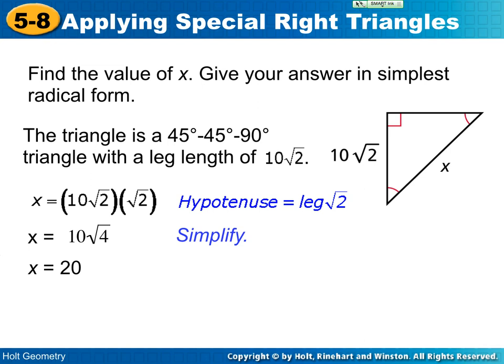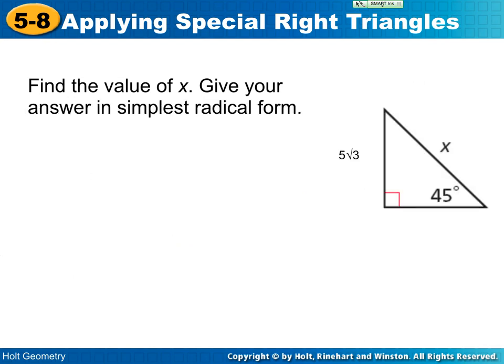All right, let's try another one. That's kind of small, but it says 5 times the square root of 3. Yep. Makes up some different numbers in there. So to get the hypotenuse, which is what you're looking for, take that leg times square root of 2.